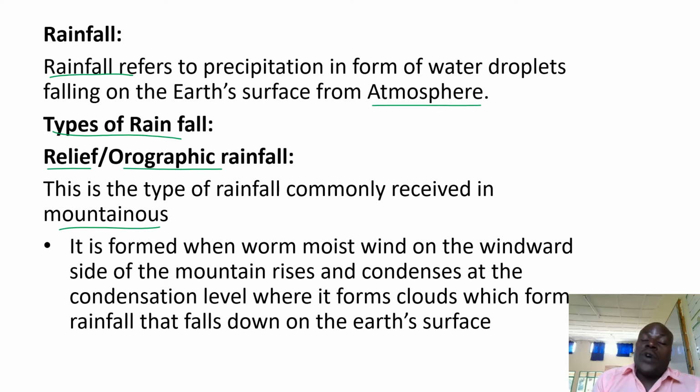It is formed when warm moist wind on the windward side of the mountain rises and condenses at the condensation level, where it forms clouds which also form rainfall.